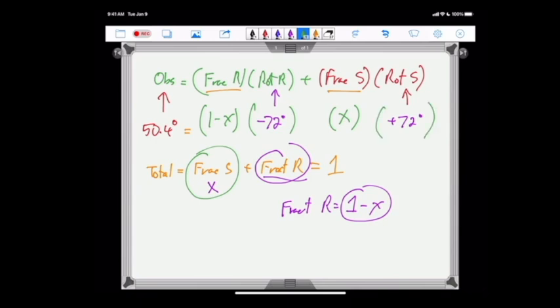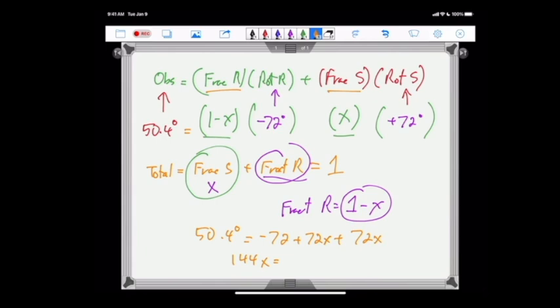I know my overall rotation. I know the rotation of R and S, and I assign that based on the information that was given. That will depend on the compound that you're actually using. This is where we have to go through these two pieces, X and 1 minus X. So all we have to do is rearrange this and solve for X. We get 50.4 degrees is equal to minus 72 times (1 minus X) plus 72X, which is minus 72 plus 72X plus 72X.